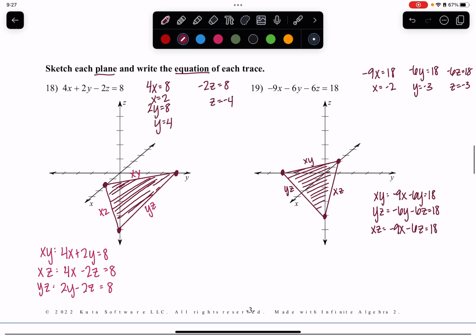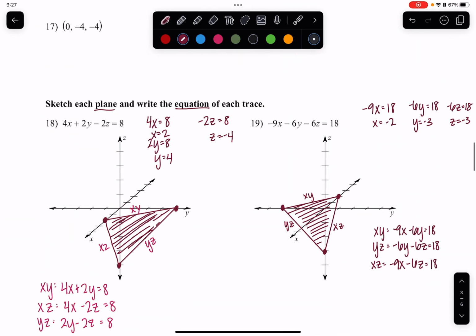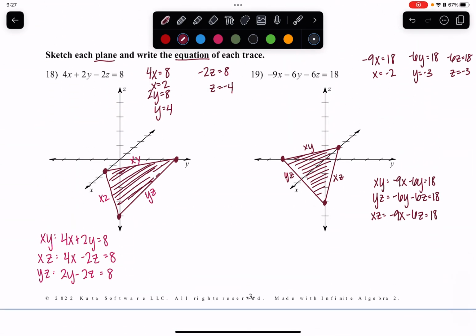You don't have to worry about moving anywhere. You're just plotting intercepts and then writing those equations, which could technically be reduced, but we don't have to. Okay, so you're going to finish up the backside. Once you get the hang of those, they go really, really fast. Everyone liked those last year.